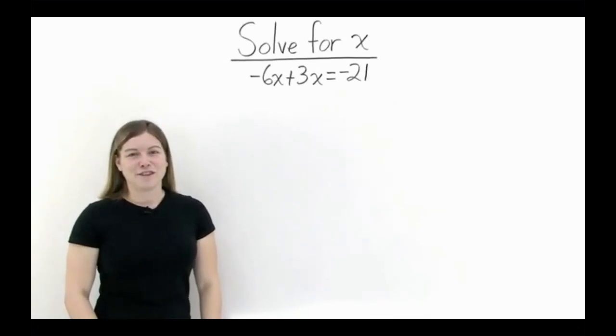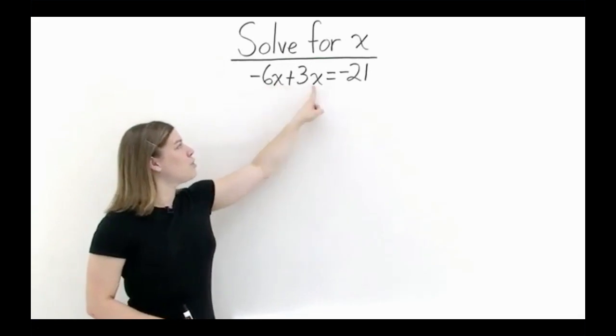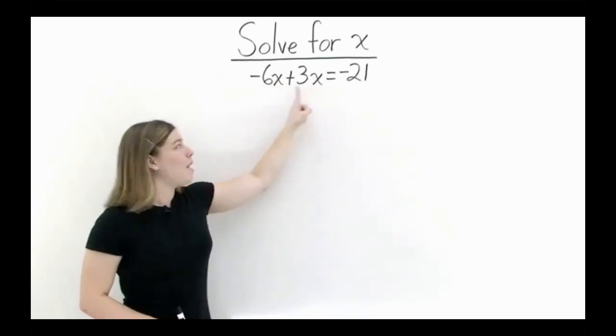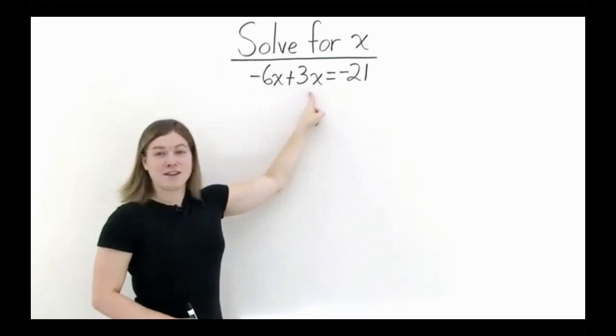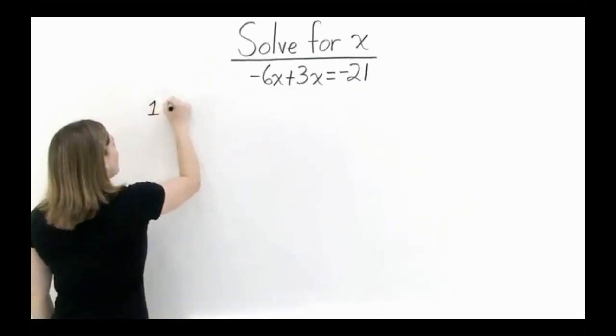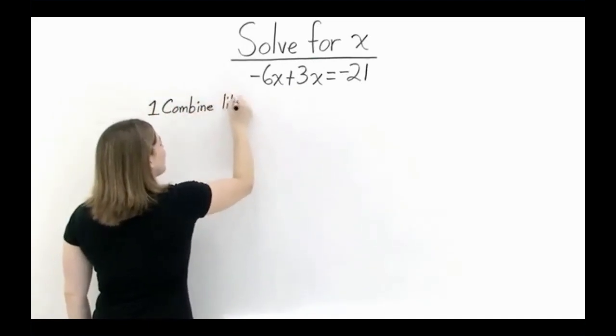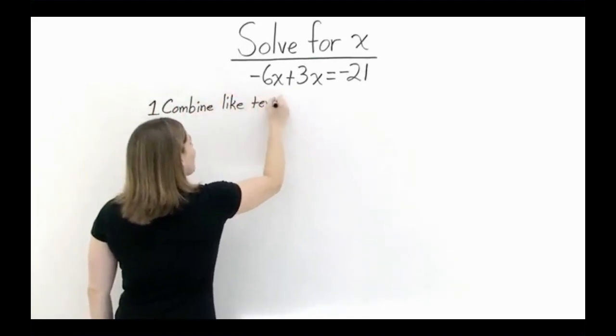Let's solve this equation for x. Well, if we look at this equation, we can see we have two terms that contain an x. We have a negative 6x and a positive 3x. So in order to solve for x, let's start out by combining these like terms. This will make it much easier for us to solve for x.